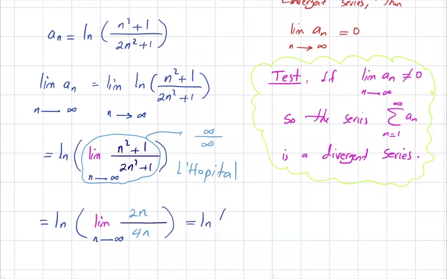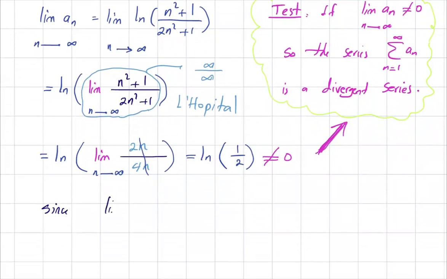You get the ln of, where if you cancel out n and n, you end up with 2/4, which is 1 over 2. You have ln of a half. Well, it's not equal to 0. The limit of the general term is not 0, so the series is divergent based on the test that we introduced. So this is what you're going to write.